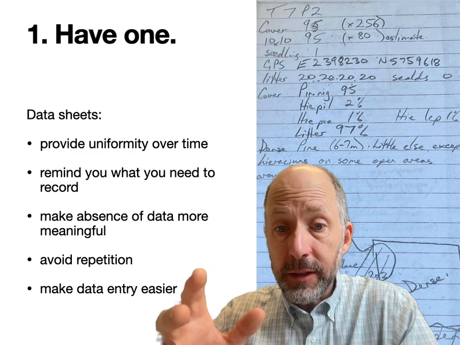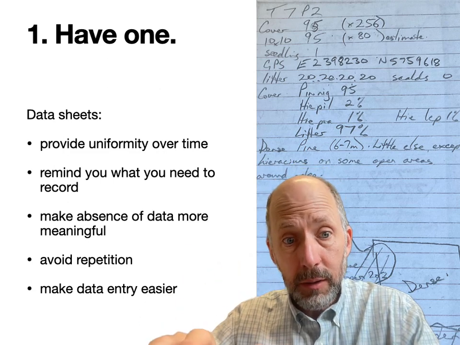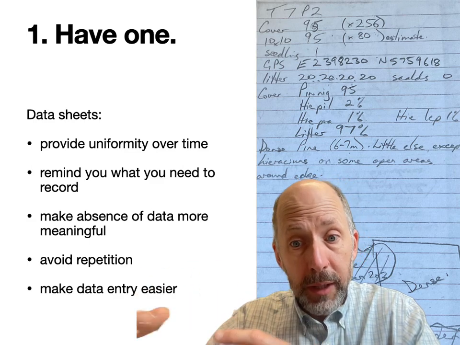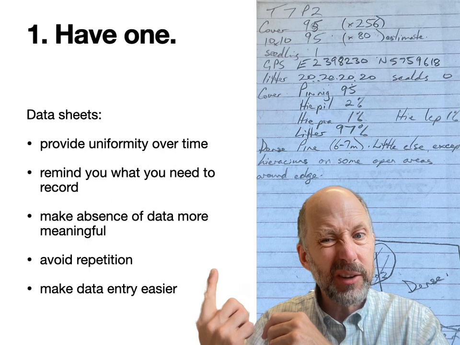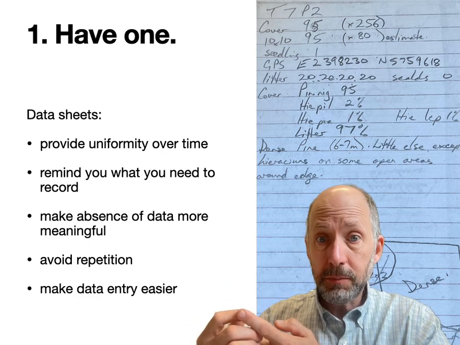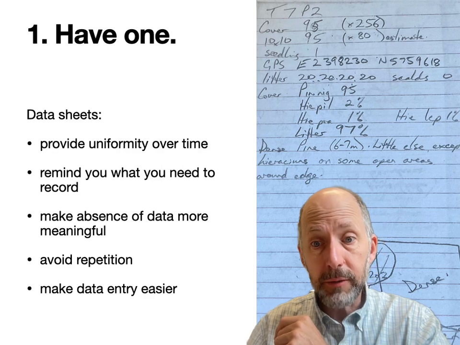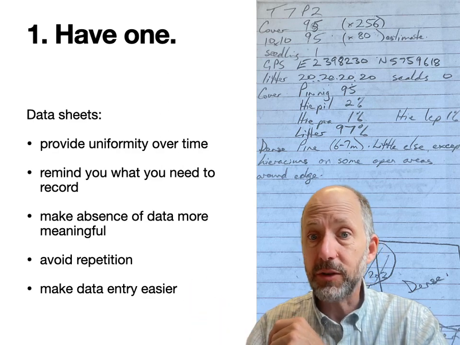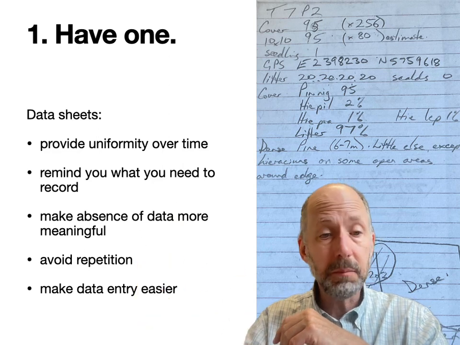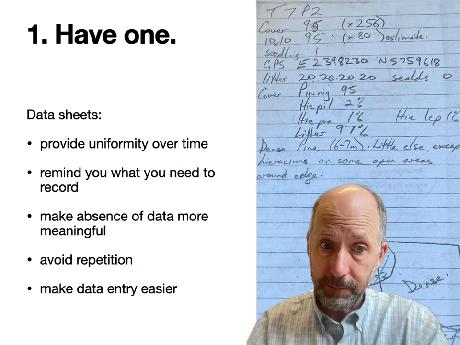Because you have that data sheet, it also means that if something's missing, you can interpret that missing data as being more meaningful than if it just wasn't written down in some handwritten notes. A data sheet avoids repetition. You don't have to keep writing what everything is, like percent signs. You don't have to write the units. You don't have to write, GPS is this, liter is this, because that will be printed on your data sheet.